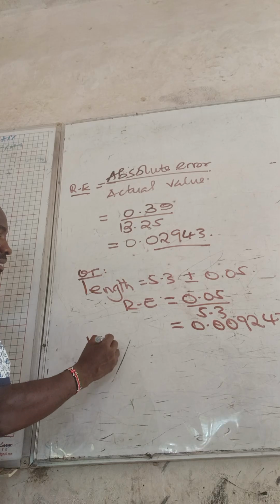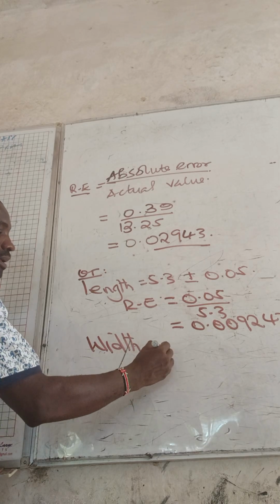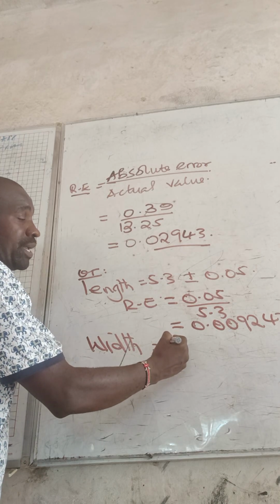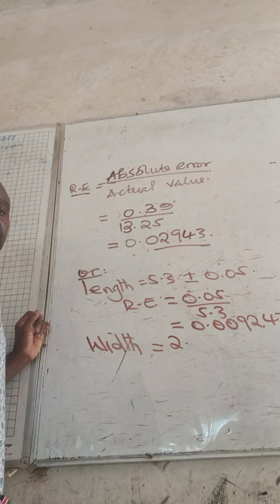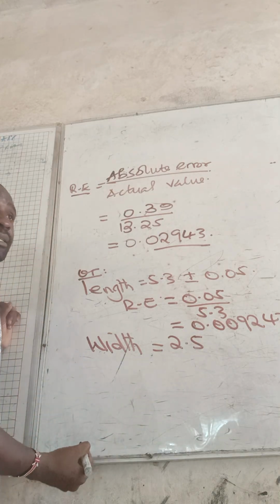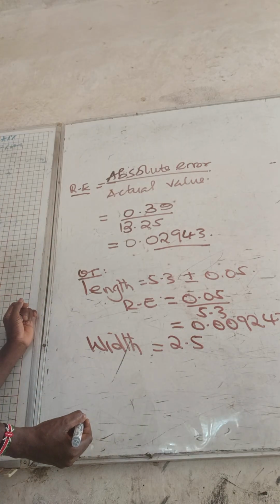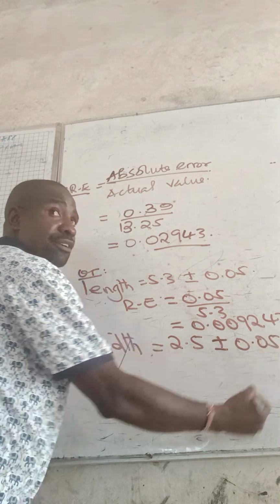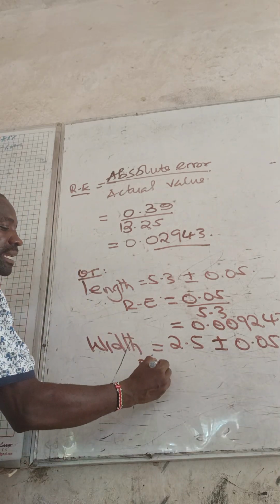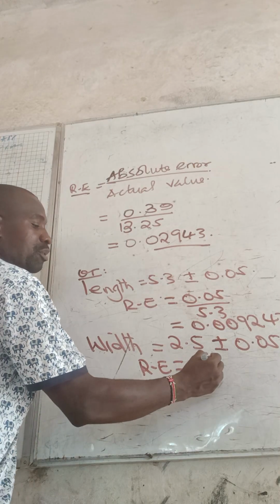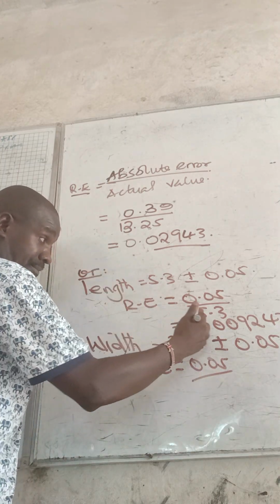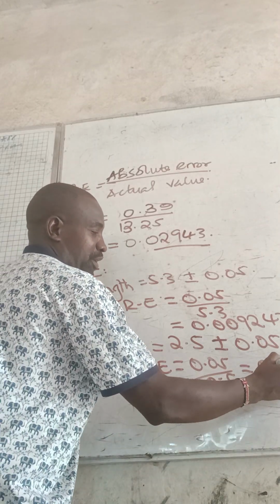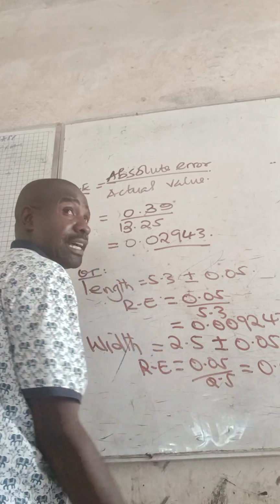Then look at the width. We say that the width is 2.5, correct? Yes. So the error is 0.05. So we can get the relative error as 0.05 over 2.5, which is 0.02. Together?